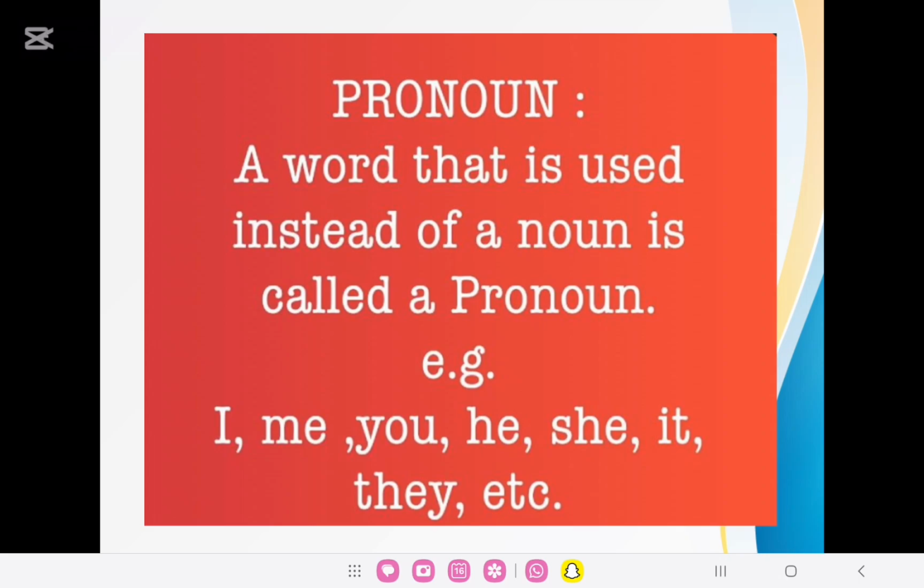Let's have a look at the definition of a pronoun. Basically, why we have this in our English grammar. A pronoun is a word that is used instead of a noun. It is a word that replaces a noun. It is a word that is for a noun.